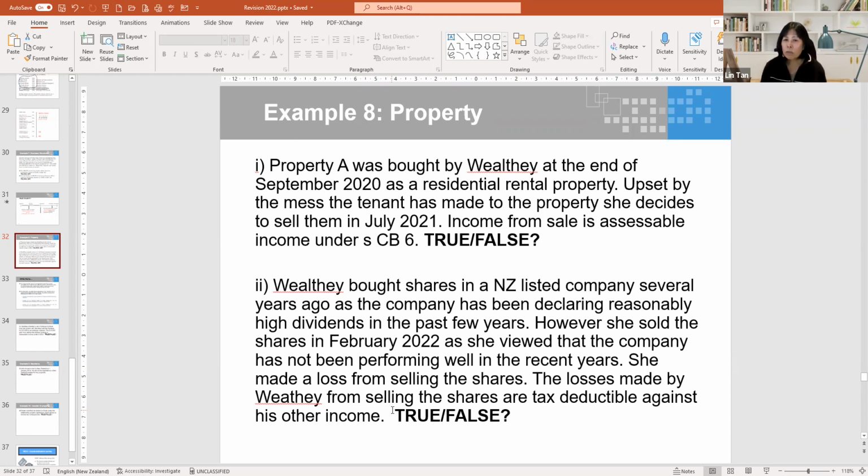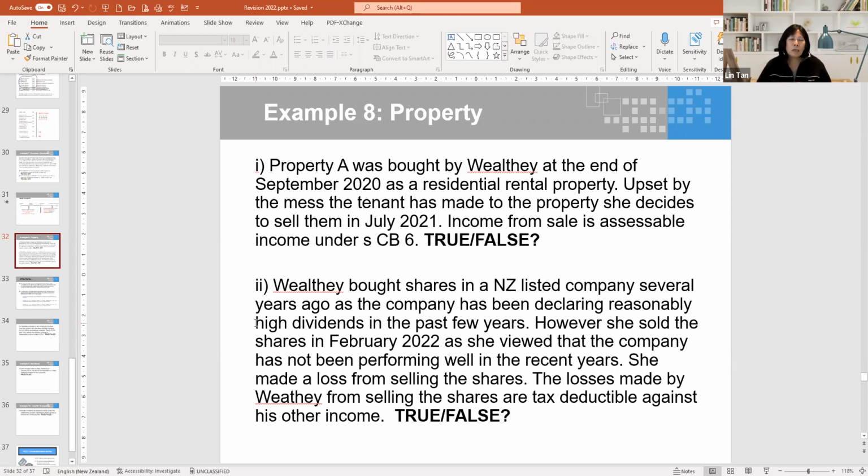Well, now losses from sale of shares, whether they're tax deductible or not, depends on if they make a gain, is the gain accessible. So for shares, we are looking at whether they bought with the intention to sell or not. Sorry, whether they bought for the purpose of selling or not. In this particular case, some of the facts are provided, which tells us that more or less she was buying shares to derive the dividend, right? So she's looking at the dividend income of those shares. If they're not doing well, she wants to sell them.